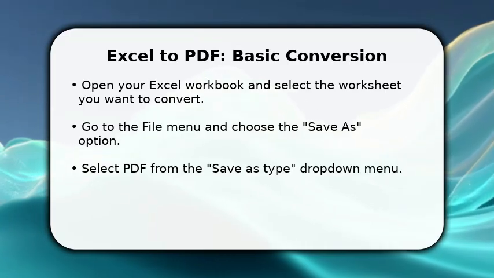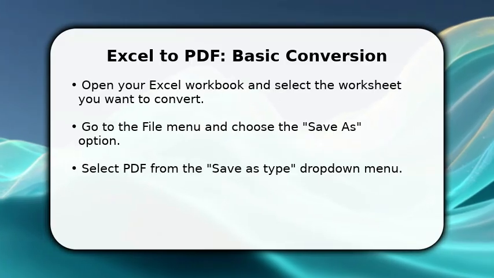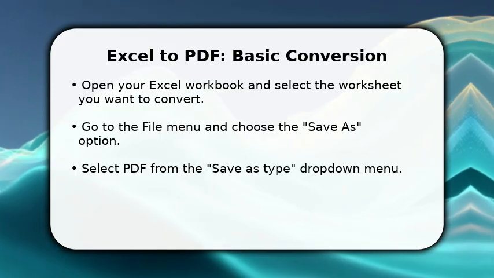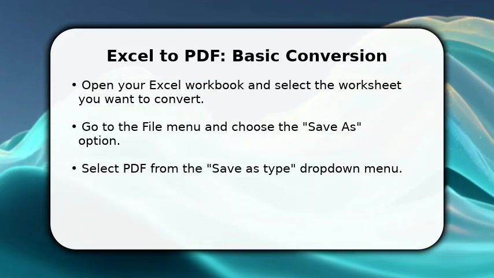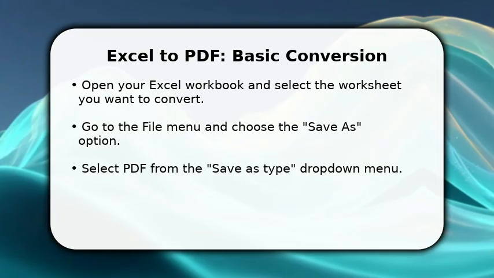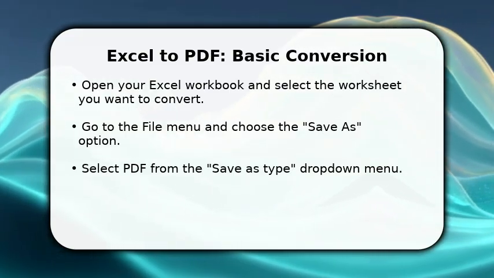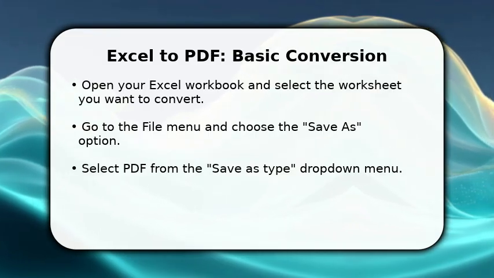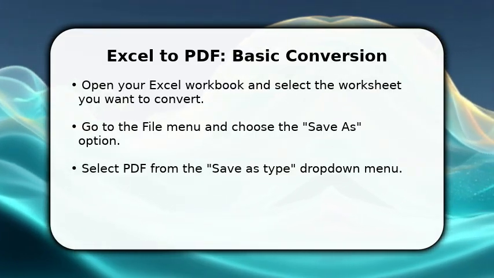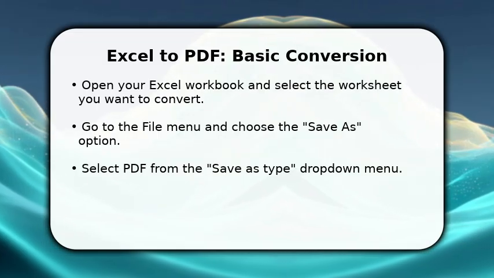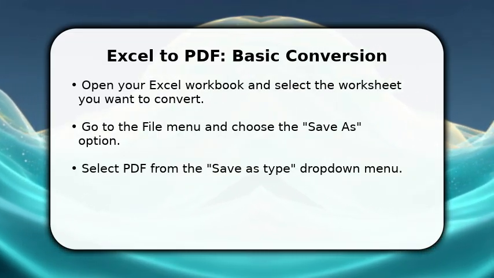In this video, I will explain how to convert an Excel file to PDF. First, open your Excel workbook and navigate to the specific worksheet you wish to convert. Then, click on the File tab in the top left corner. From the drop-down menu, select Save As and choose a location to save your new PDF document. This method is straightforward and works for most basic conversions, ensuring your data is preserved accurately.